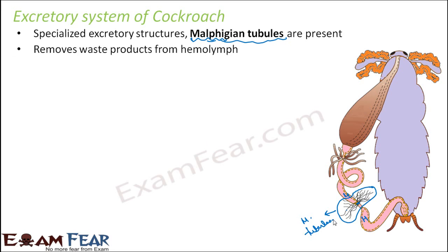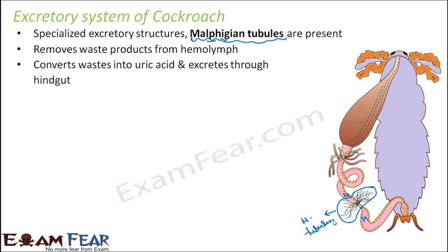So they remove waste products from the hemolymph, convert waste into uric acid and excrete it through the hindgut. So what will it do? It will take up the waste products from the hemocoel and then convert them into uric acid, and then it will pass this uric acid to the hindgut. In the hindgut it will pass through the ileum, colon, rectum, and finally it will be excreted out through the anus.